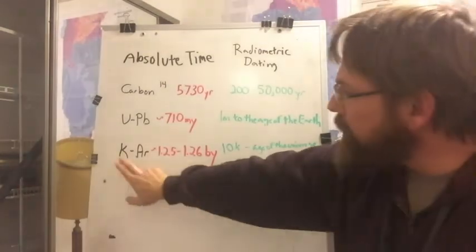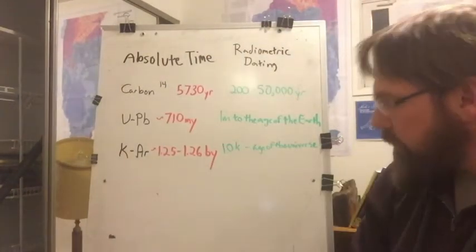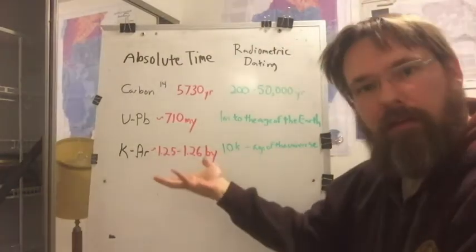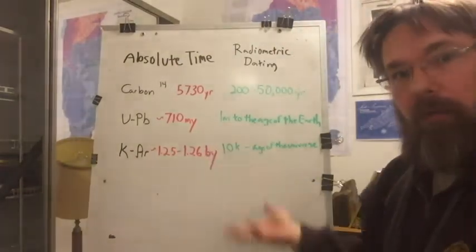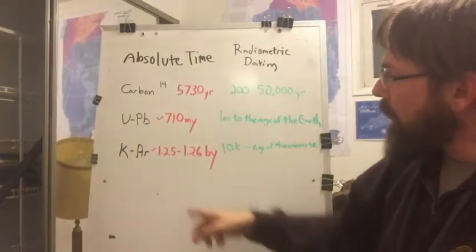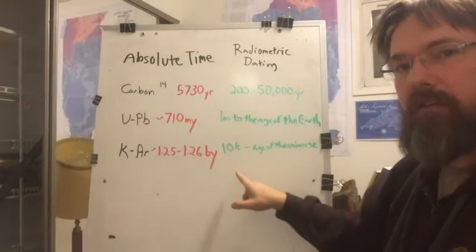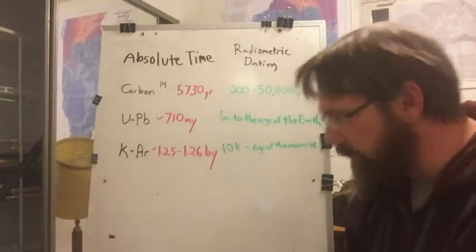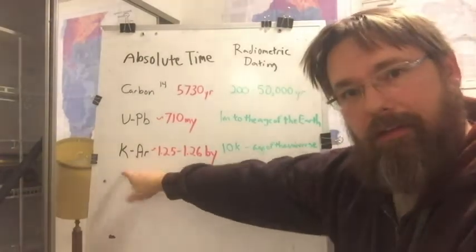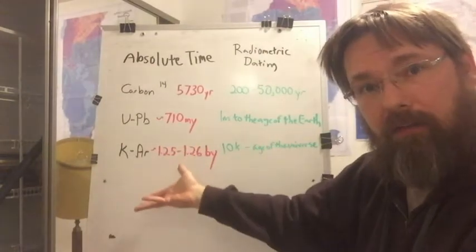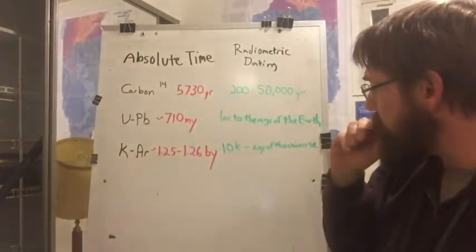You also have potassium-argon dating. Now, this one I'm not very familiar with, so I'm just going to spout out what I know. It has approximately a 1.25 to 1.26 billion year half-life, and the reason for that range is because apparently potassium has 3 typical isotopes that will decay into either argon or calcium.